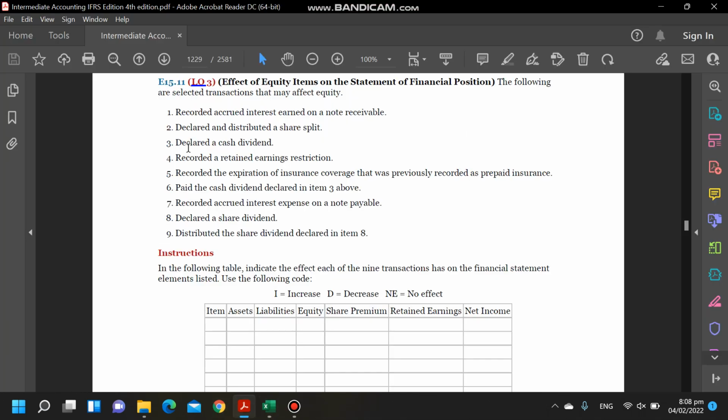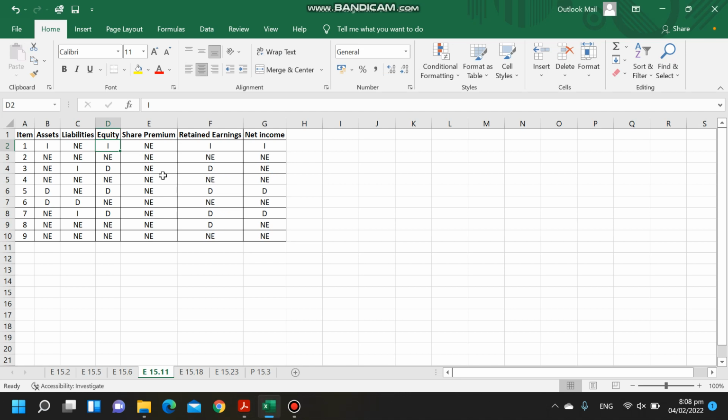And then the third item, declare a cash dividend. When you declare a cash dividend, you debit retained earnings, and then you credit cash dividend payable. If you know the journal entry, you can start determining the effect. Debit retained earnings will decrease the retained earnings, and therefore will decrease the equity. And then you credit cash dividend payable, so of course your liabilities increase. The rest of the elements have no effect.